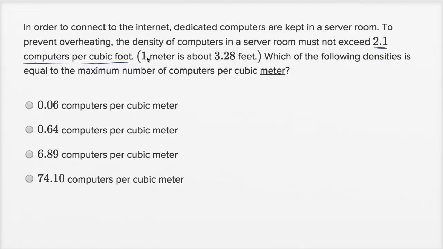They're not telling us how many cubic feet are in 1 cubic meter. So I suspect we're going to have to figure that out. Which of the following densities is equal to the maximum number of computers per cubic meter? So how would we think about this?